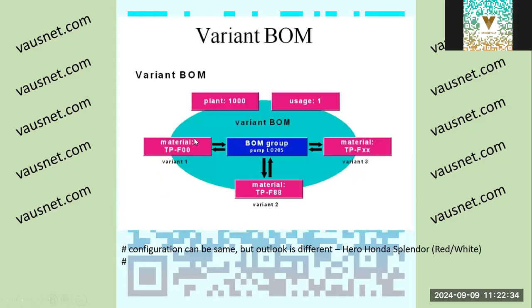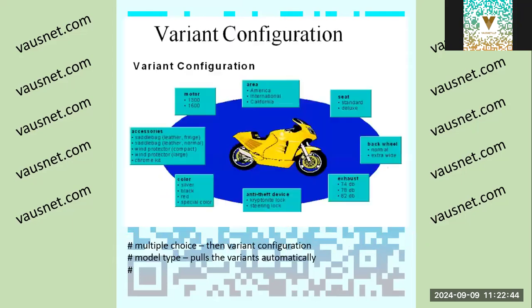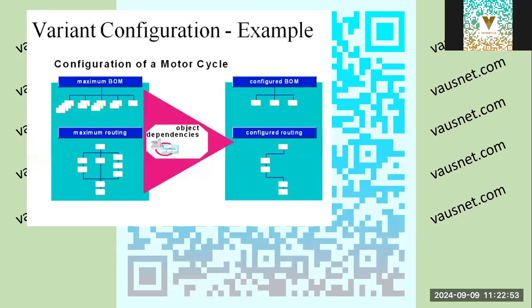A variant BOM is basically a part of a BOM group, where all the materials, all the components are grouped together, all the variants are put together under one plant, under one usage. A variant configuration can have all the list of components, and then it can be used for custom orders. The dependencies are then fetched from the maximum BOM and maximum routing, and then a custom BOM and routing are made.